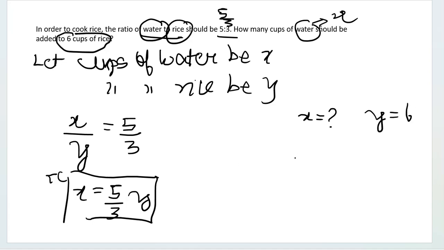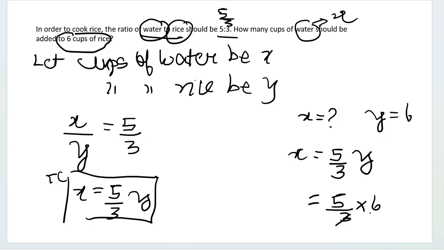So we use this idea, X is 5 upon 3 Y, we insert Y as 6 there, 3 twos are 6, so 5 twos are 5 into 2, this is 10. So therefore the value of X is 10.